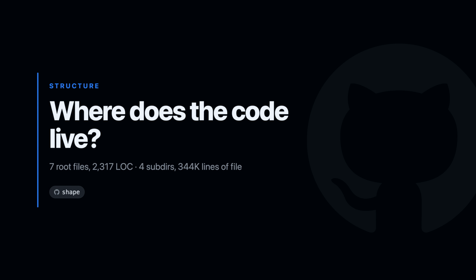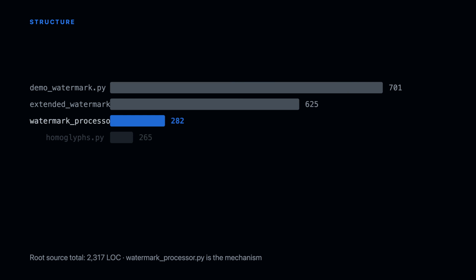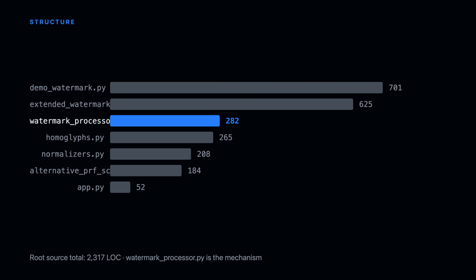Now the shape of the code. 7 Python files at the root: demo_watermark.py is the CLI runner at 701 lines; watermark_processor.py is 282 lines, the mechanism; extended_watermark_processor.py is 625 lines, more on that one shortly. Then normalizers, alternative seeding schemes, the spaces app.